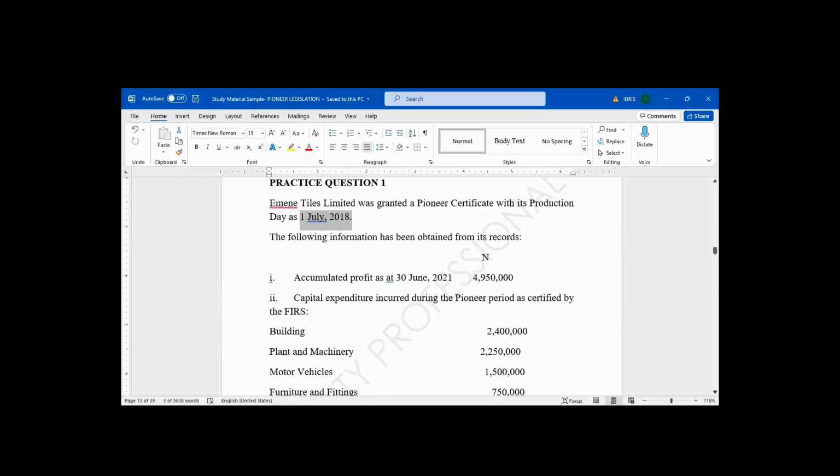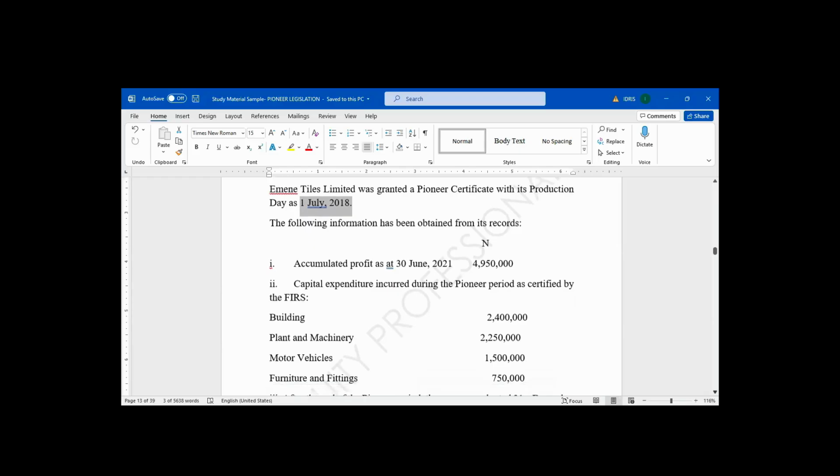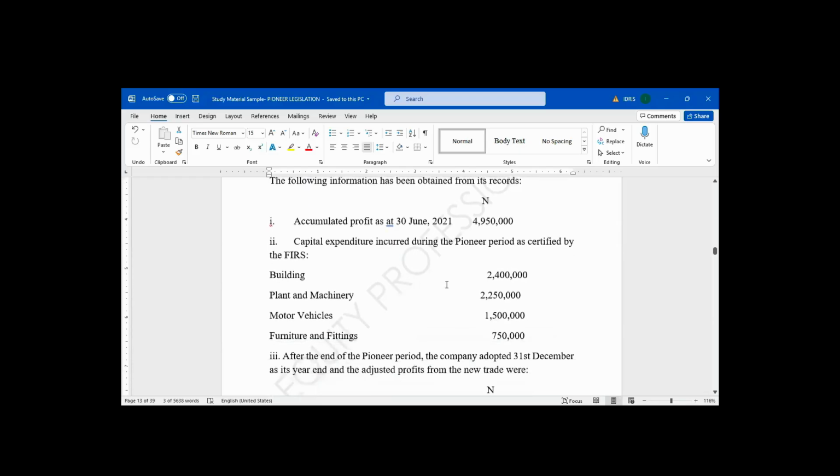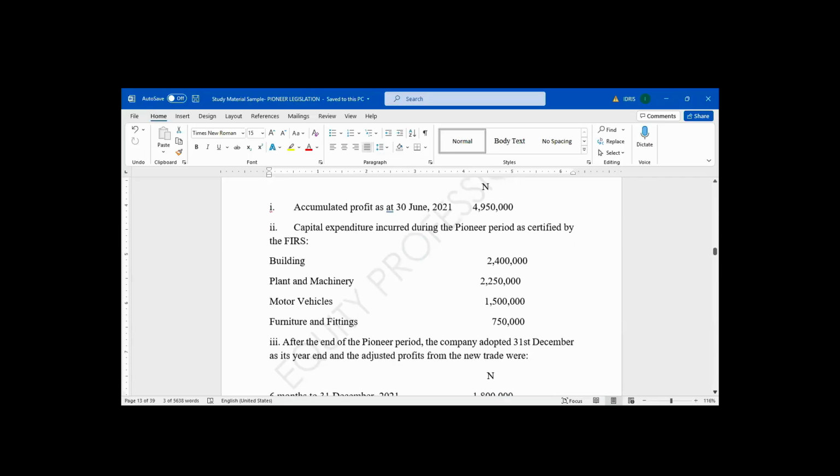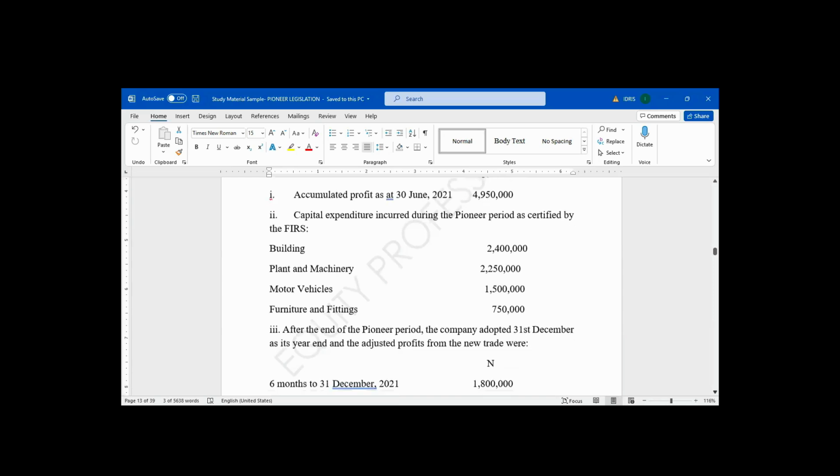Now, the capital expenditure incurred during the Pioneer period, what are we going to assume? When are we going to assume this capital expenditure was incurred? It was purchased on the first day after the end, the first day of the post-Pioneer period. For the post-Pioneer period, when does the post-Pioneer period start?